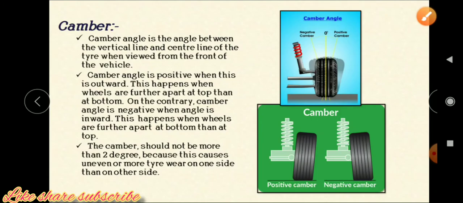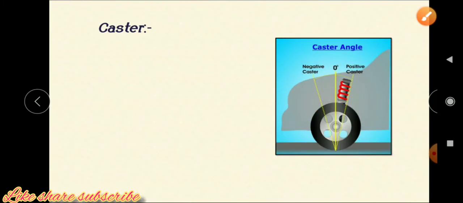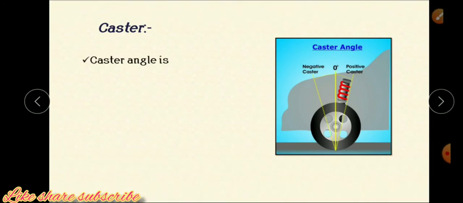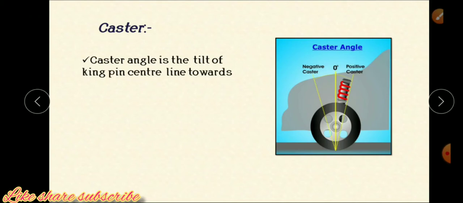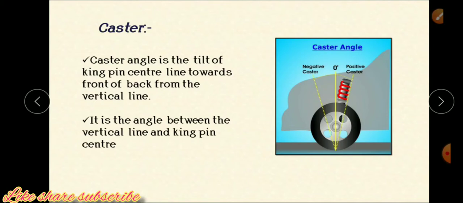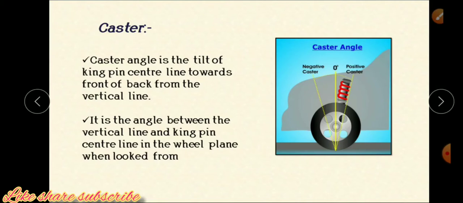So next part, the caster angle. The caster angle is the tilt of the kingpin, provided from the stub axle rear side, the kingpin center line, towards the front or back from the vertical line. It is the angle between the vertical line and the kingpin center line in the wheel plane when looked at from the side.